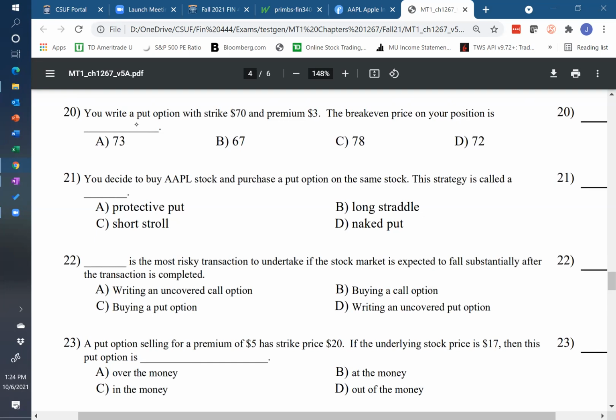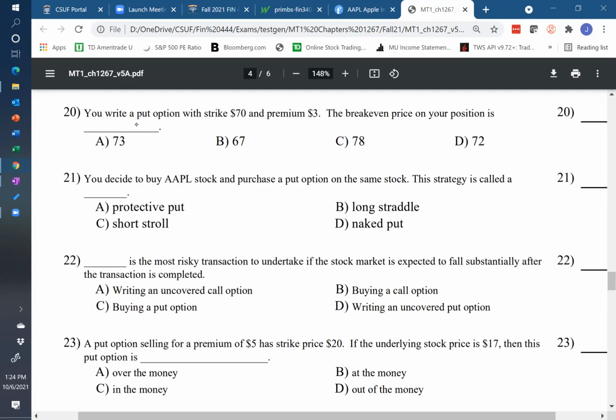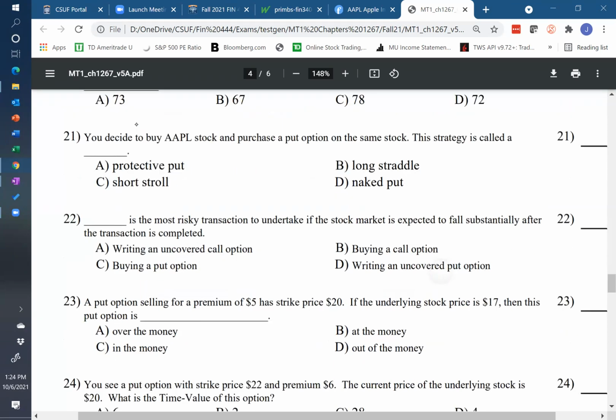All right. You write a put option with strike 70 and premium 3. The break-even price on your position is what? We know the break-even for a put. It's going to be 67. 67, right? Looks like that. So it's below the strike. All right, next one. You decide to buy Apple stock and purchase a put option on the same stock. This strategy is called a what? Is buying a put to protect yourself? A protective put.